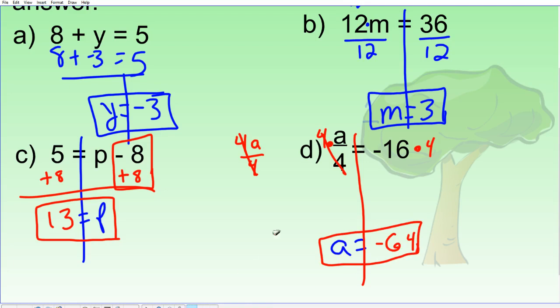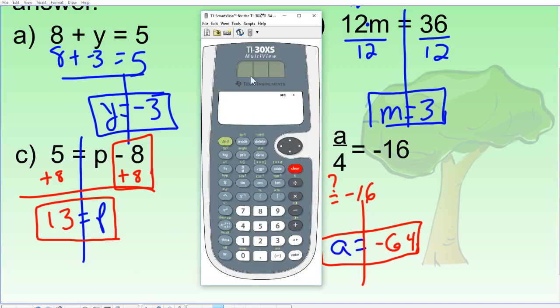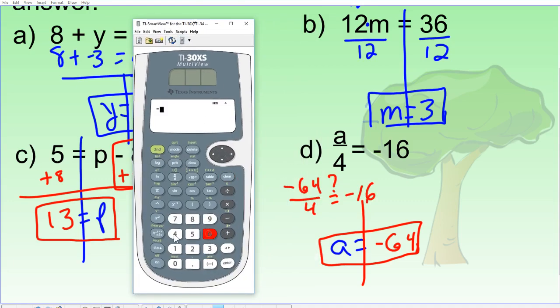And let's play pretend you're a little unsure on whether this is right or wrong. You can always check it. It takes a couple seconds. Is negative 64, the thing we got for a, is negative 64 divided by 4 equal to negative 16? Well, calculator it. Is negative 64 divided by 4 equal to negative 16? Yes, it is. So we've checked our answer, and we saw that our answer is, in fact, a equals negative 64.